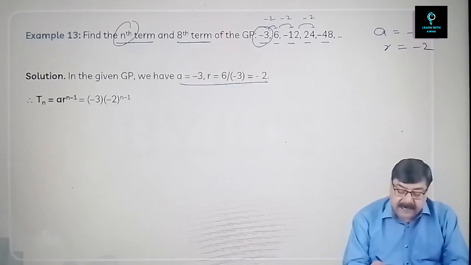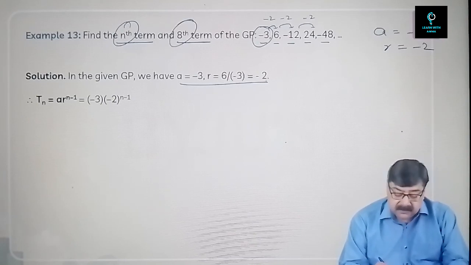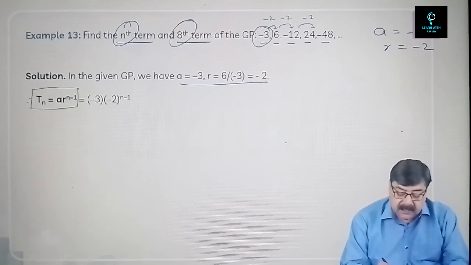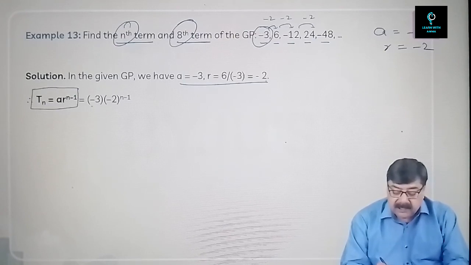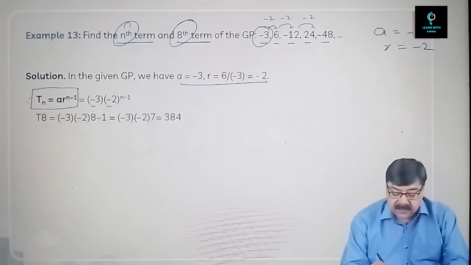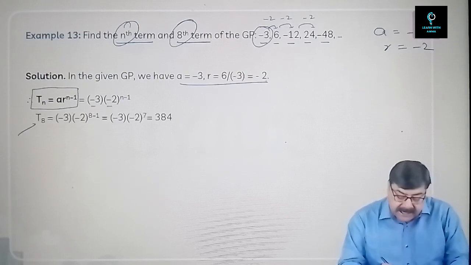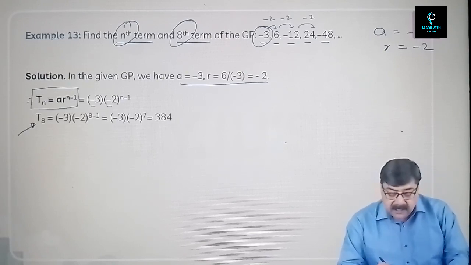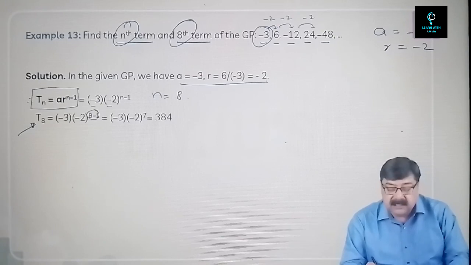So finding out the nth term and the 8th term, substituting in the formula for the general term, a, that is minus 3, into r, that is minus 2 raised to n minus 1. So the 8th term here is given by minus 3 into minus 2 raised to 8 minus 1, because the value of n here is 8. So minus 3 into minus 2 raised to 7.